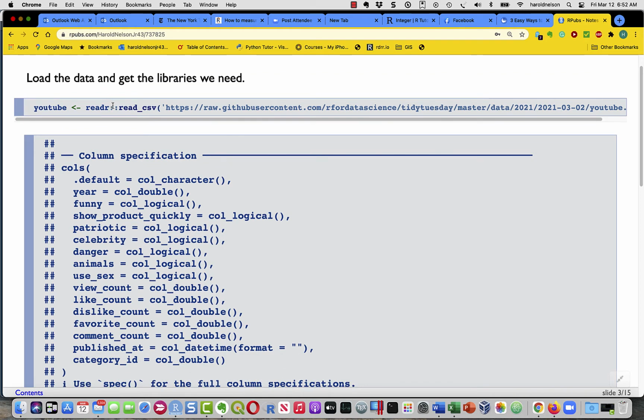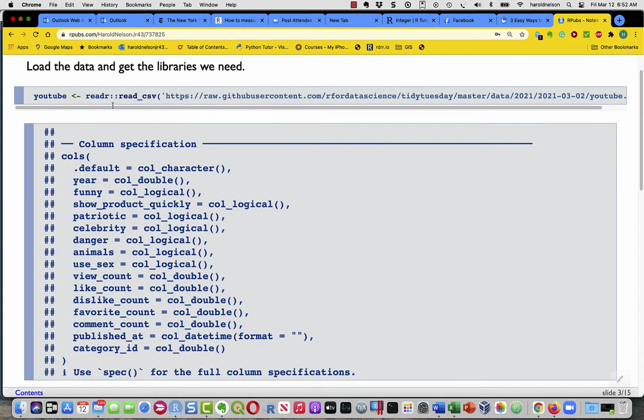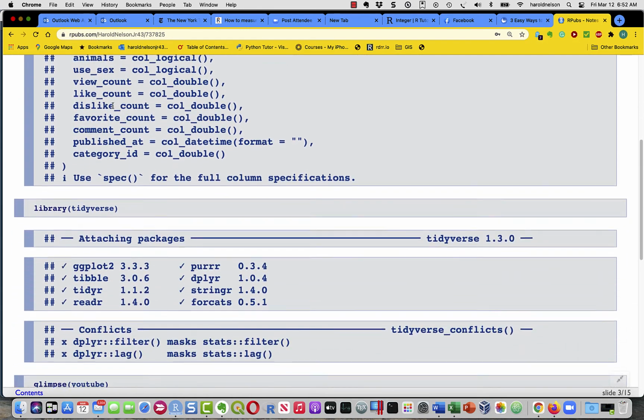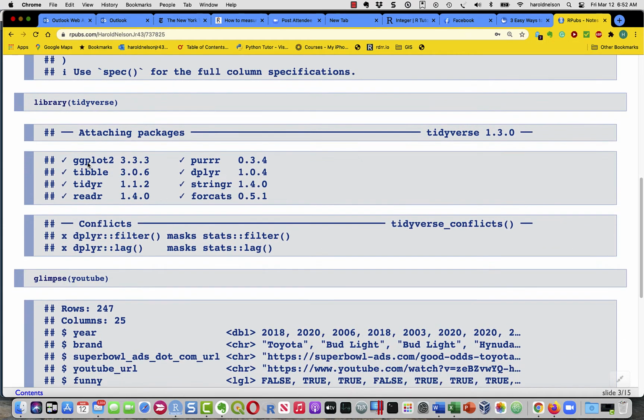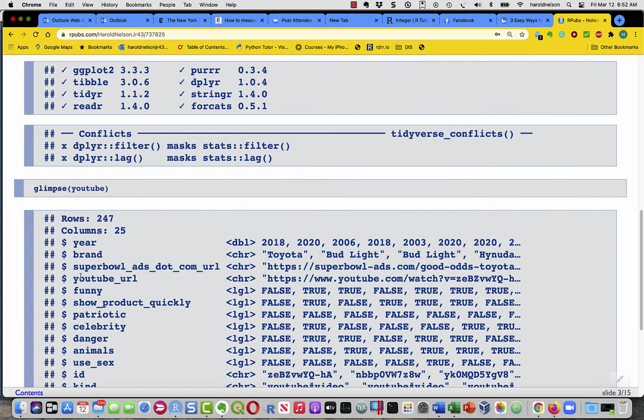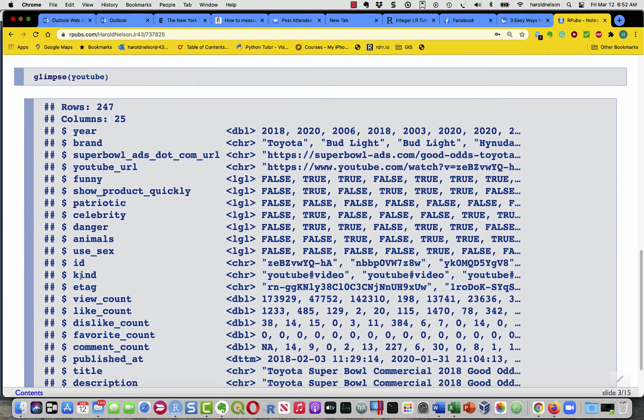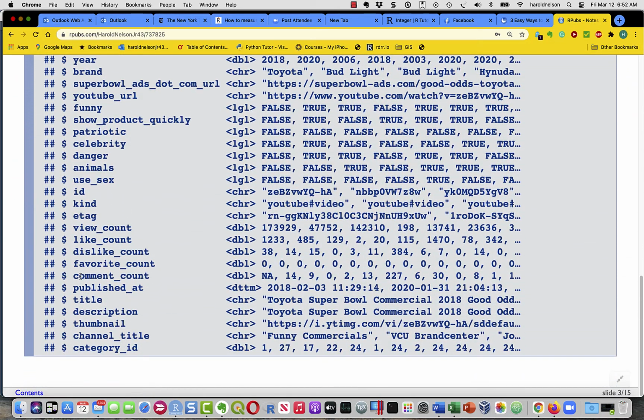And here's the command we copied from Tidy Tuesday to get that data. And then, of course, we need the library, the tidyverse. And then we'll glimpse youtube just to remind ourselves of what the variables are in this data frame. Okay.